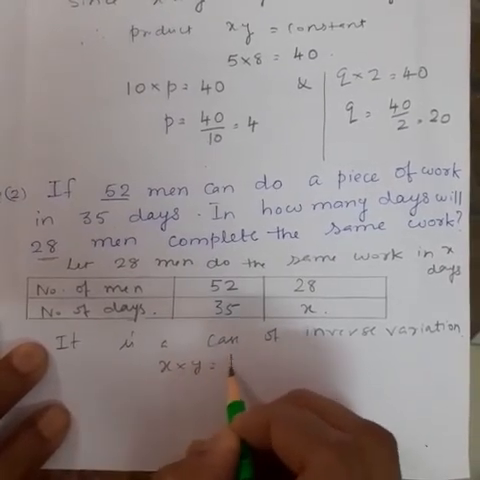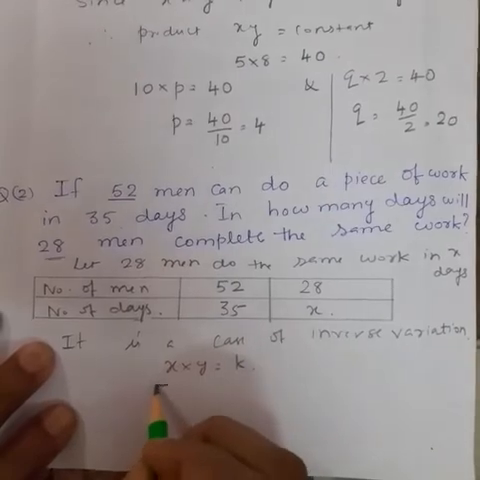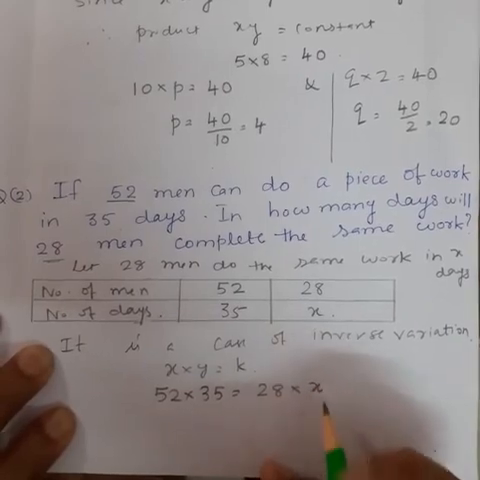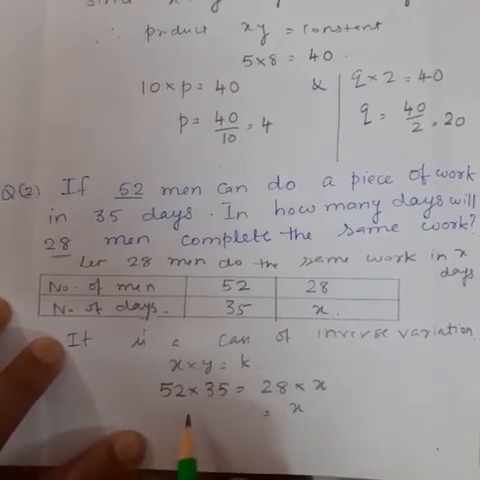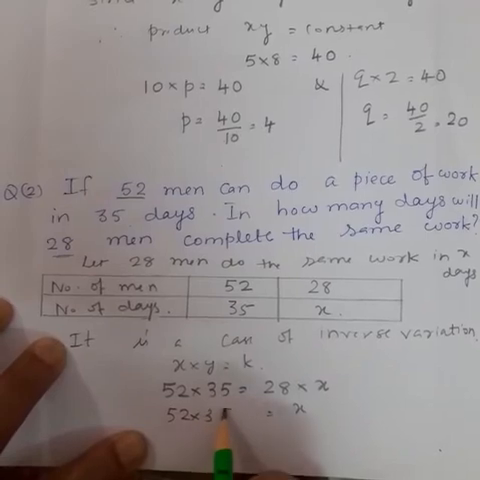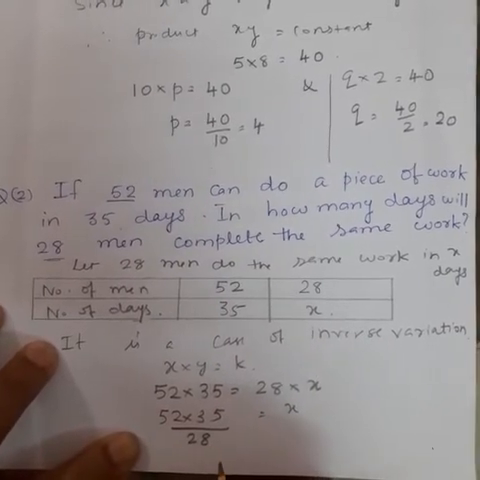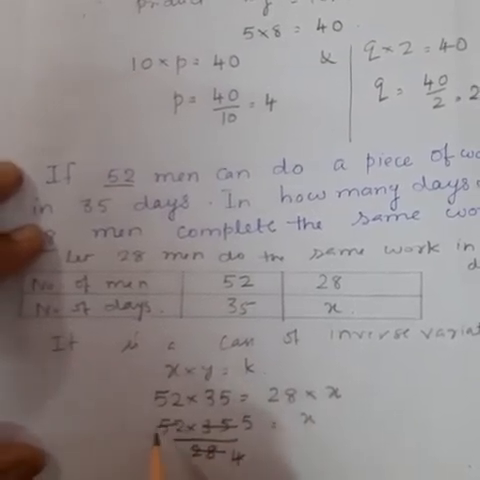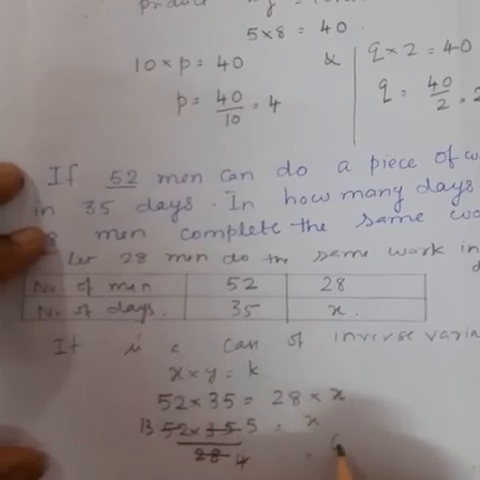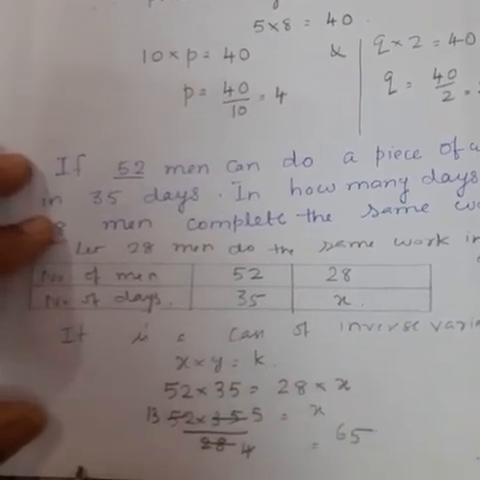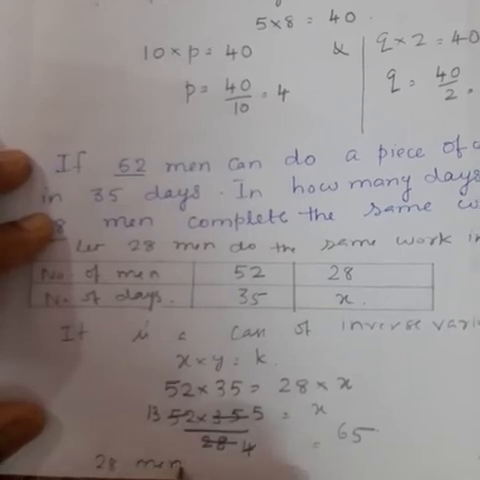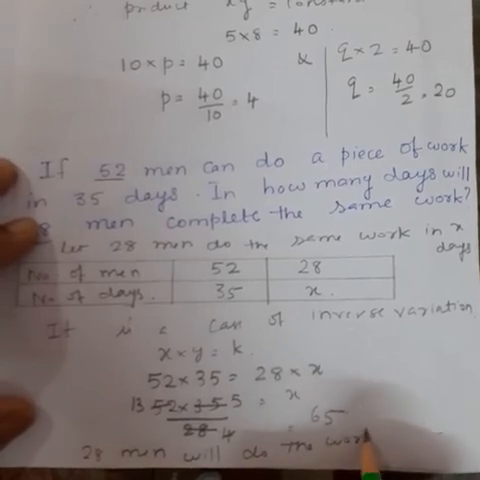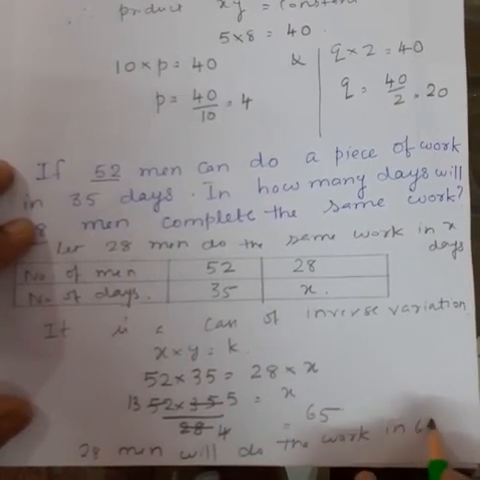x into y is equal to k. Therefore, 52 into 35 is equal to 28 into x. From this we can calculate the value of x. We can cancel by 7: 7 4s are 28. Again we can cancel by 13: 13 5s are 65. Therefore, 28 men will do the work in 65 days.